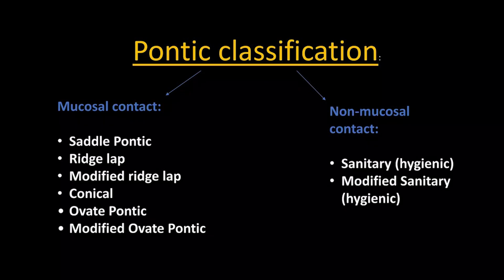So, Pontic classifications, we have mucosal contact, which is a saddle Pontic, ridge lap, modified ridge lap, which is our standard, conical, ovate Pontic, modified ovate Pontic, and I'll show you all of those. Non-mucosal is sanitary and modified sanitary, which we don't do very much of, and sometimes we do, but not very often. And I'll have pictures of all of them.